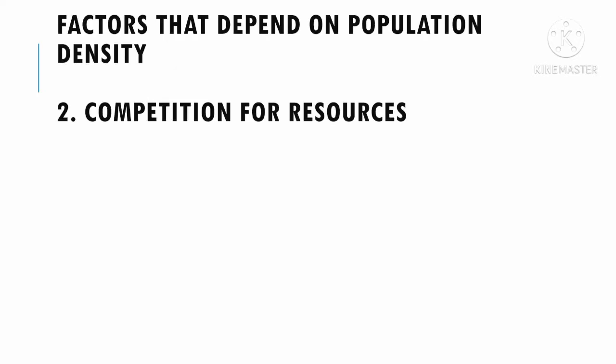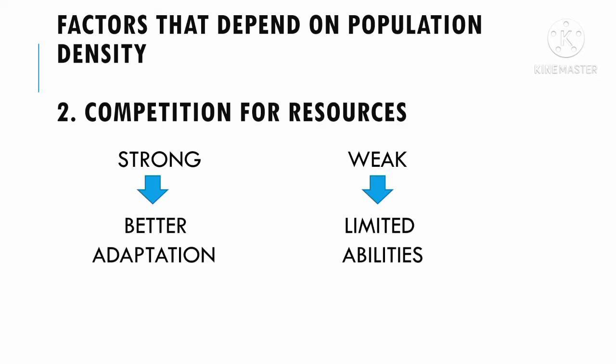Let us have the second factor that depends on population density: competition for resources. In an ecosystem, there are two types of organisms: organisms that are strong and organisms that are weak. Strong organisms have better adaptation in the environment. That's why they could reproduce more often, resulting in an increase in their population. While weak organisms have limited abilities to compete for resources, resulting in a decrease in their population.